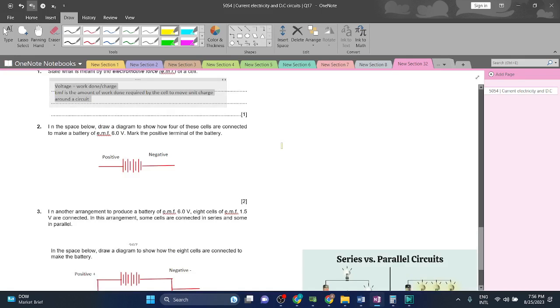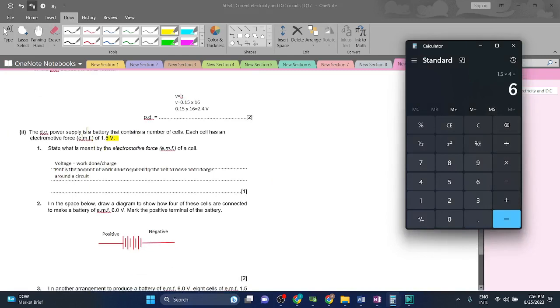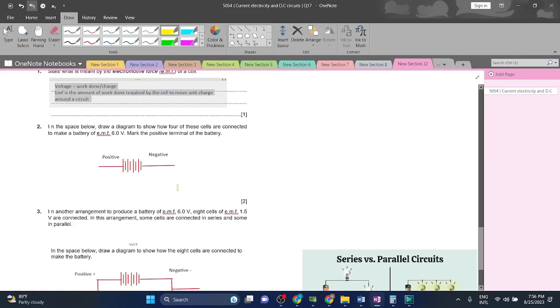They tend to add the voltage, right? So if we multiply 1.5 by 4, will we get the answer 6? Yes. And they have previously told us each cell has an electromotive force of 1.5 volts. So if we do 1.5 volts plus 1.5 volts plus 1.5 volts plus 1.5 volts, that will equal this diagram. This will be the positive terminal because it has a long end, and this will be the negative terminal because it has a short end.